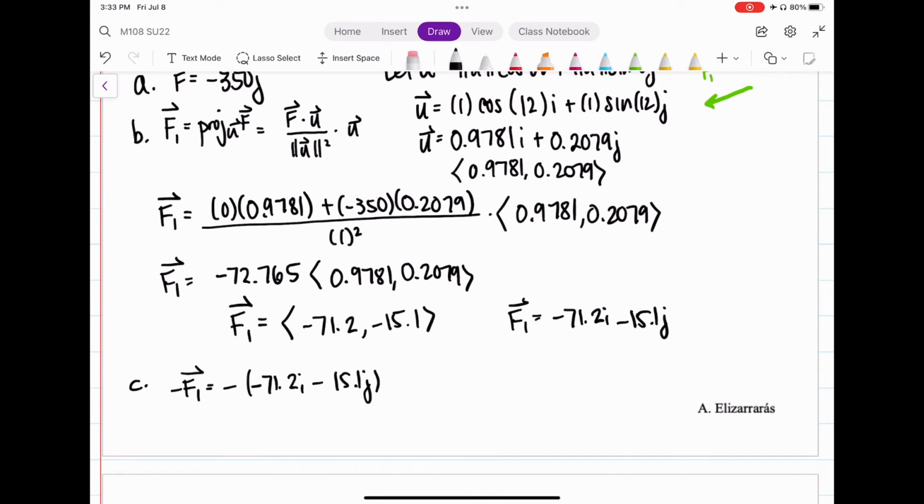Distributing the negative, we get that the opposite of vector F1 is equal to 71.2i plus 15.1j, which we can then find the magnitude of. We take the square root of the sum of the squares of each component. So we have the square root of 71.2 squared plus 15.1 squared, which is approximately 72.8 pounds.